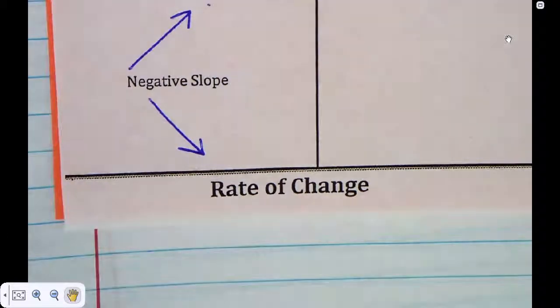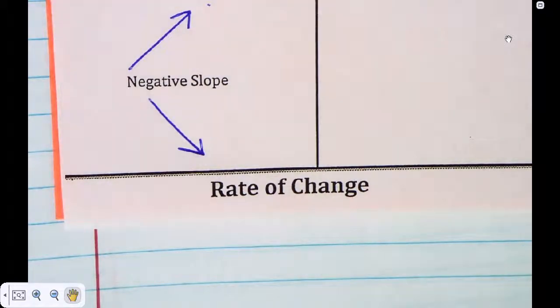Now, if it's vertical, what's the slope? What does it say it is? Undefined. Because, guys, you would have to divide by 0, and we can't divide by 0. So if it's vertical, it's just an undefined slope. That means there's no slope to talk about.